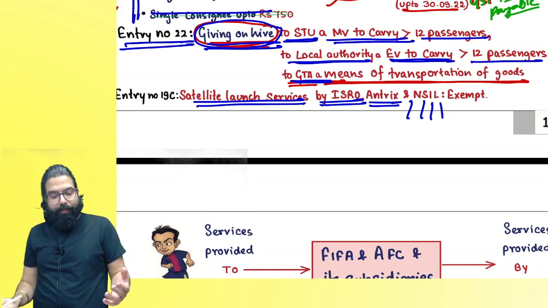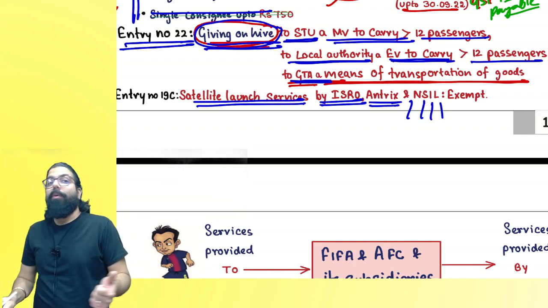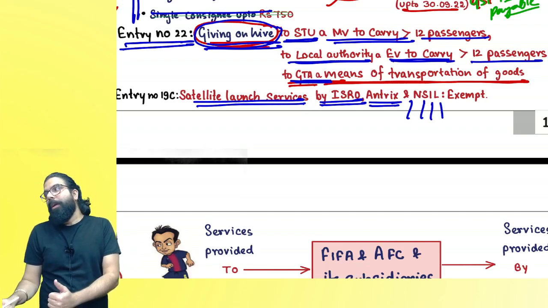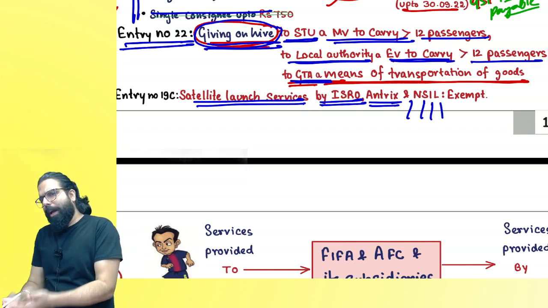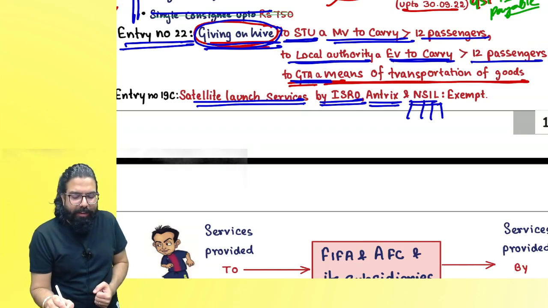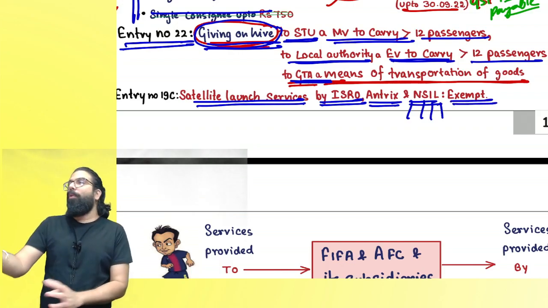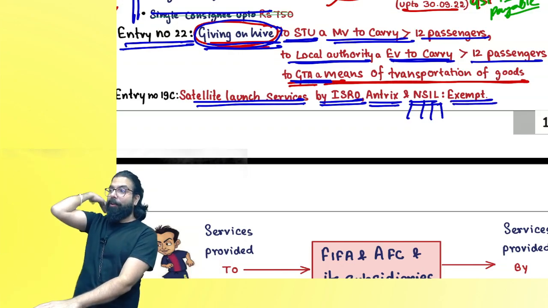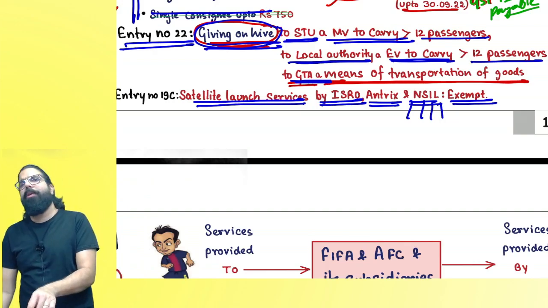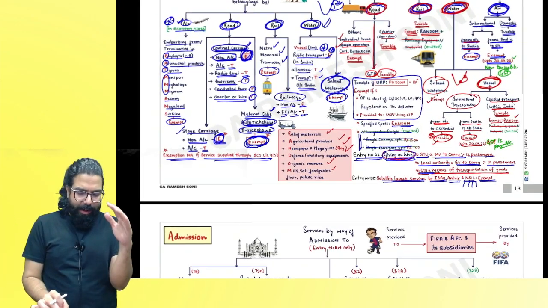What is the full form? ISRO is what, everyone? Indian Space Research Organisation. NSIL is what? New Space India Limited. For their services of launching satellites, sending the satellite to space, whatever amount they charge him, they will not charge any GST.